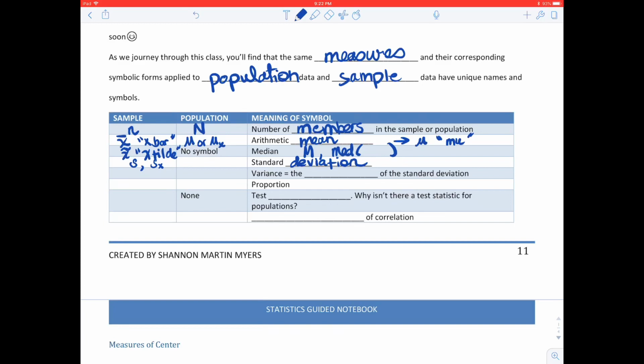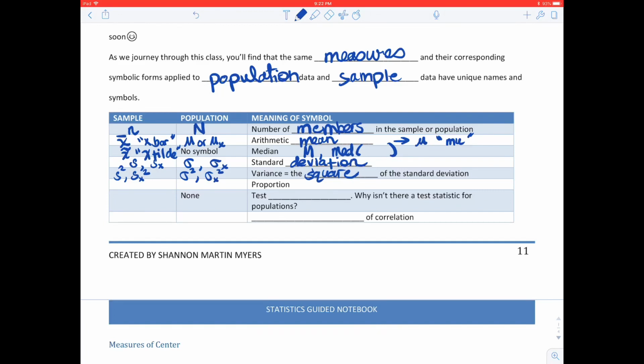For population data, it's going to be shown as sigma, potentially sigma x, depending. And variance is just the square of the standard deviation. So it would be s squared, sx squared, sigma squared, sigma x squared.